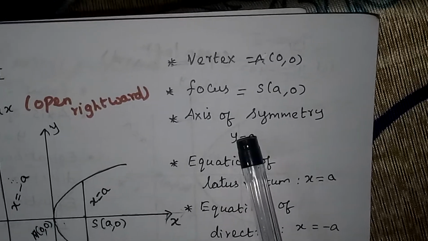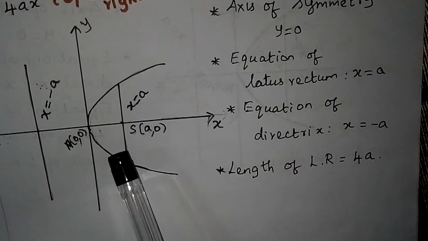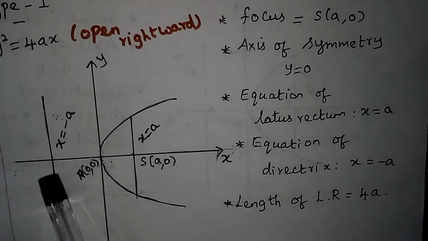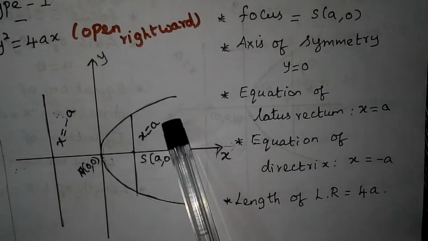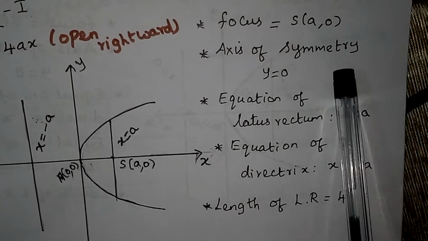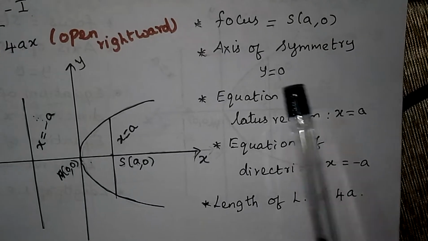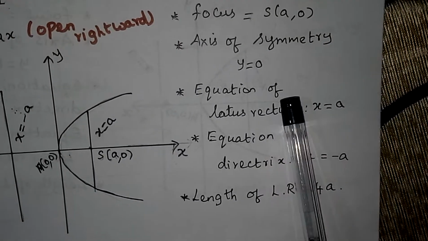Axis of symmetry. The axis is the line that divides the parabola into two equal parts. So here the x-axis divides it into two equal parts, no? So here the axis is the x-axis, and for the x-axis we write y is equal to 0. So the equation is y equal to 0. Now the equation of the latus rectum.